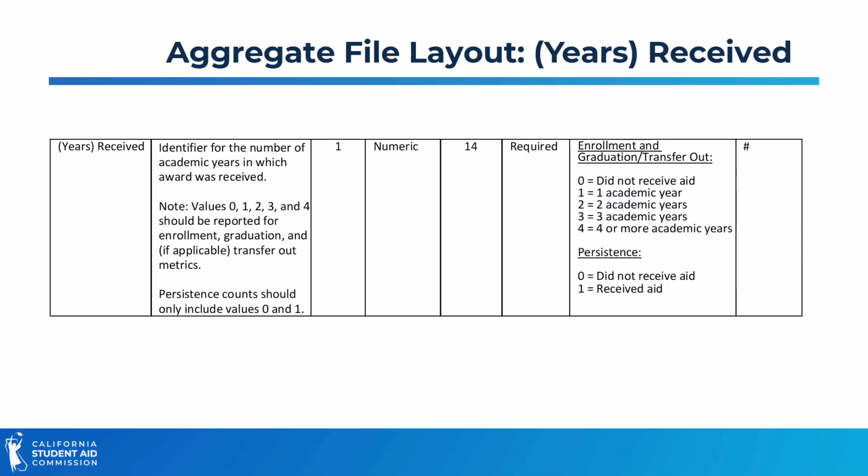For persistence, this field is binary, reflecting either did or did not receive aid. For those students who received 2 years of Cal Grant A and 1 year of the Student with Dependent Children Award, their values for persistence would be 1 for all 3 grant program categories.